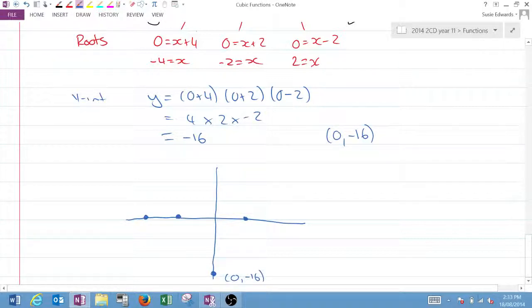(0, -16). (2, 0). (-2, 0). (-4, 0). Just having those points there, even before you put the line in, will get you a lot of marks. Once we put the line in, the Cartesian plane doesn't matter. Because you've shown me you know where the roots are, you know where the y-intercept is. So the only other mark you're missing is the direction of the line.